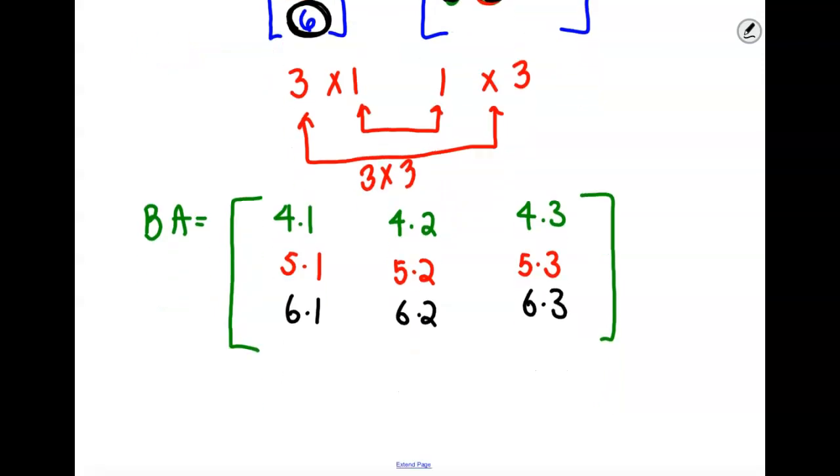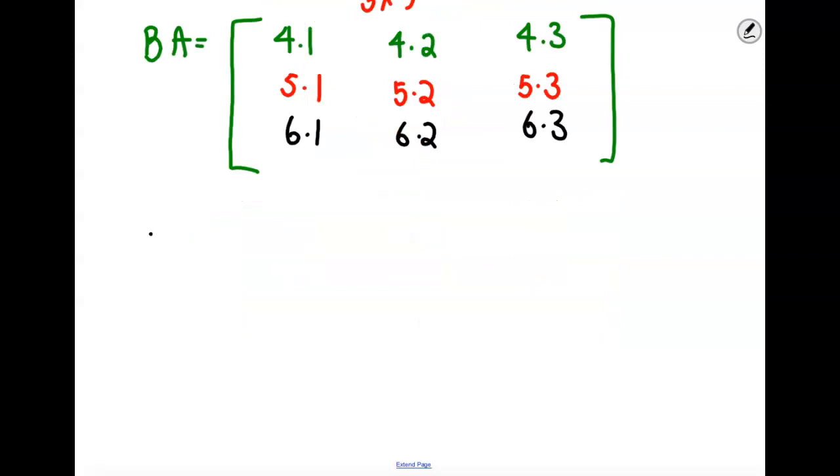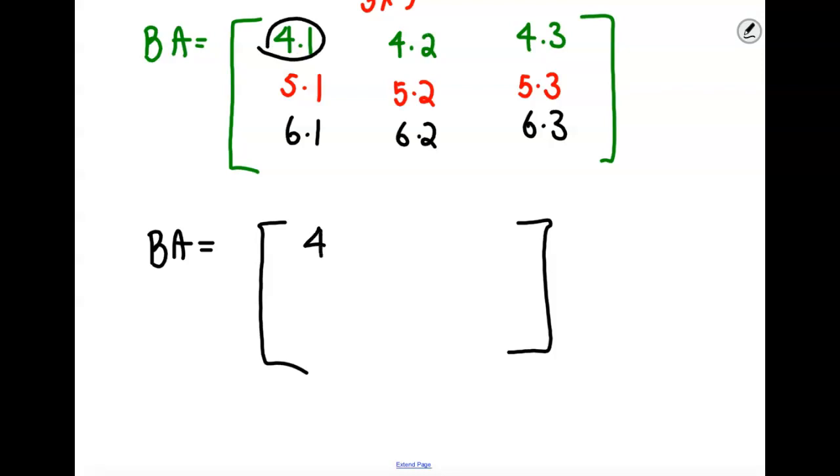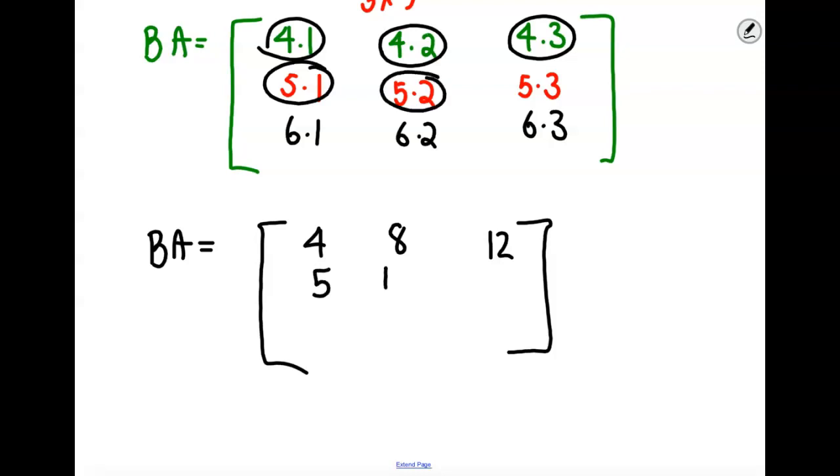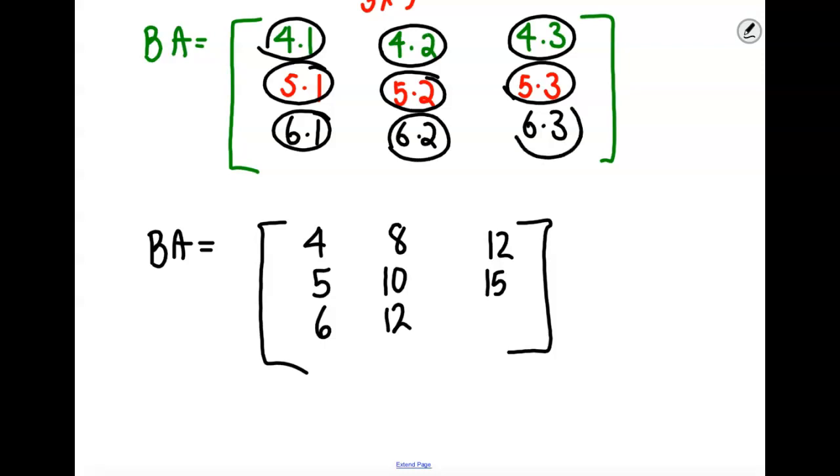All right, now we need to simplify those elements. So 4 times 1, 4. 4 times 2, 8. 4 times 3, 12. 5 times 1, 5. 5 times 2, 10. 5 times 3, 15. 6 times 1, 6. 6 times 2, 12. 6 times 3, 18. What did we get? We got a 3 by 3 matrix.